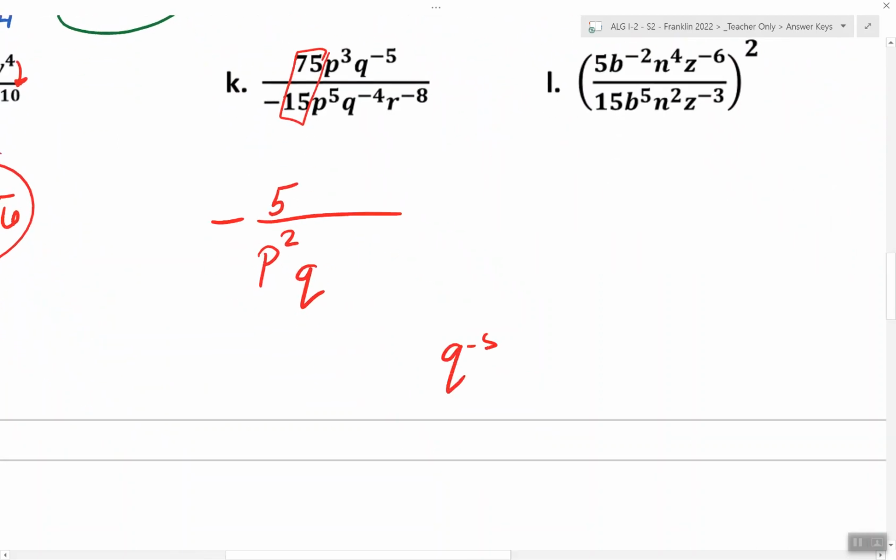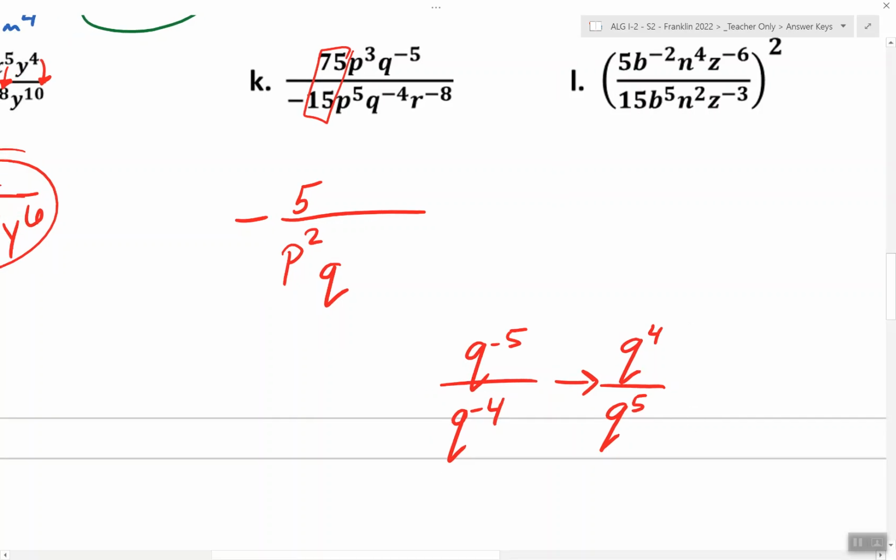We've got q to the negative 5 over q to the negative 4. You can change those, just put them where they're supposed to be. That's q to the positive 4 on top and q to the positive 5 on the bottom, right? Because the negative exponent tells you it is a reciprocal. And then you can do that subtraction. 5 minus 4 is 1, and it ends up on the bottom like this.